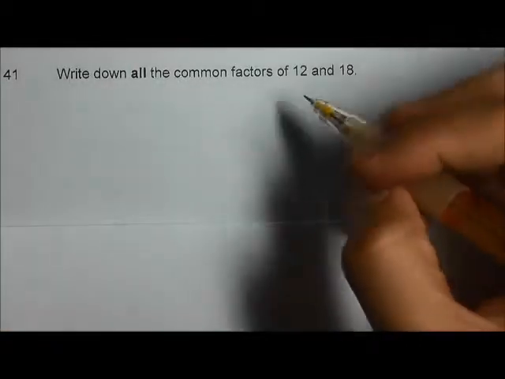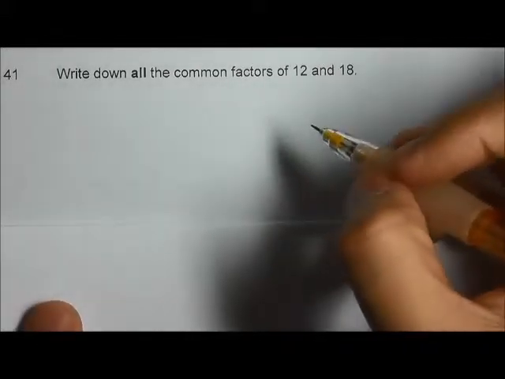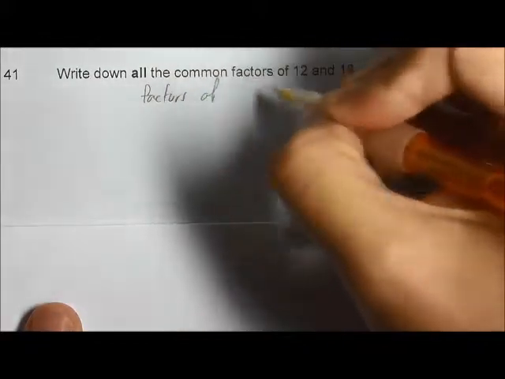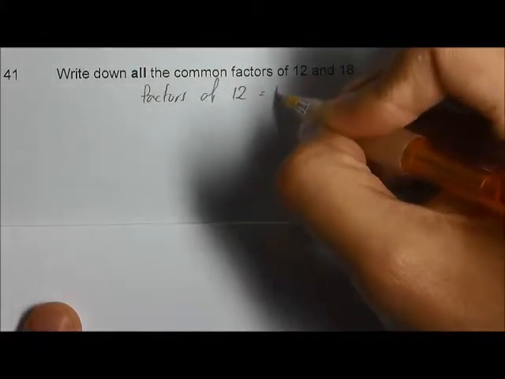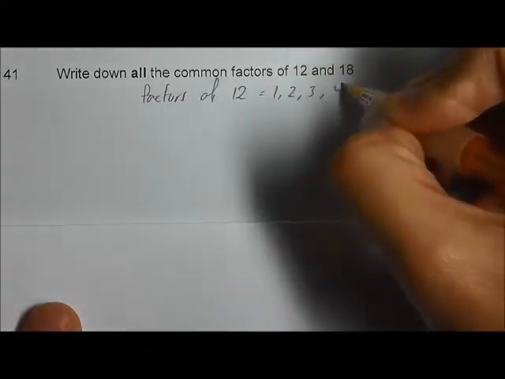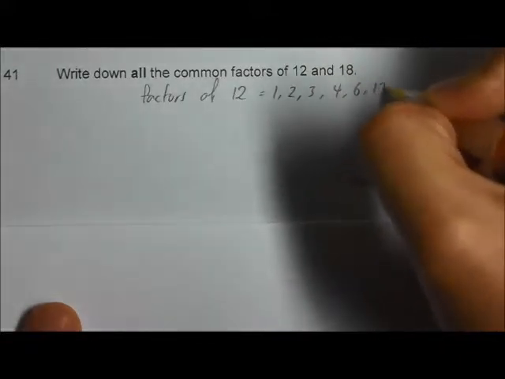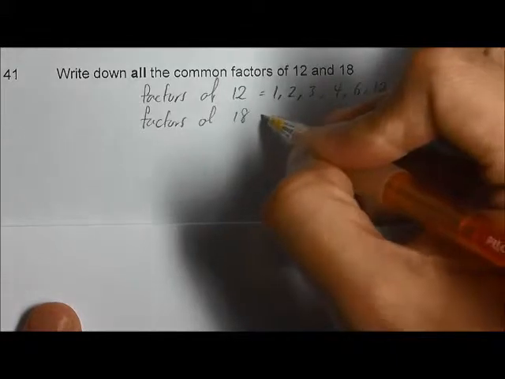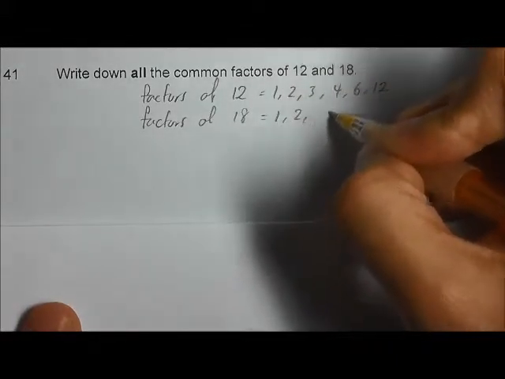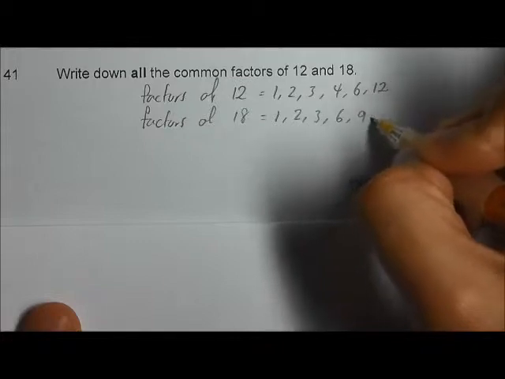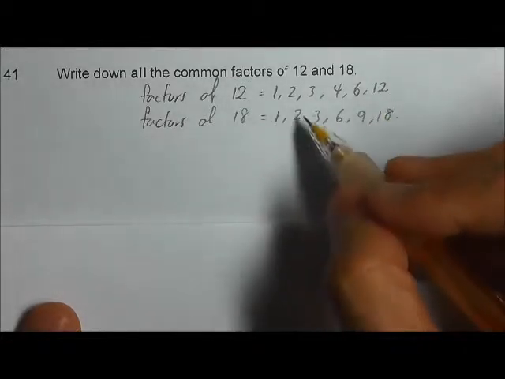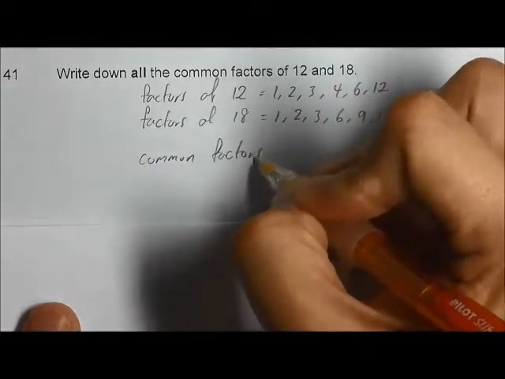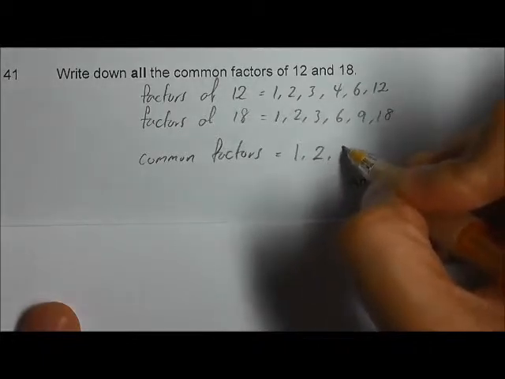To find the common factors of 12 and 18, we have to first list down the factors of both numbers. So factors of 12 will be 1, 2, 3, 4, 6, and 12. And factors of 18 are 1, 2, 3, 6, 9, and 18. So the common factors are 1, 2, and 3.